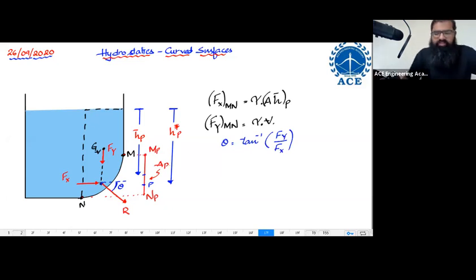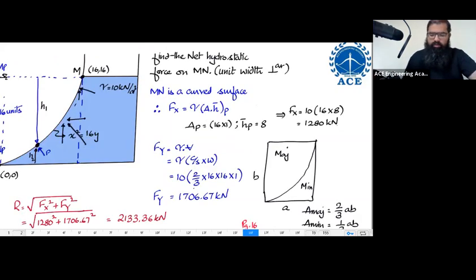Moving further, yesterday we have seen one problem of the resultant force. Now let us take one more problem. This problem is a very interesting one. Okay. Look over here. The problem goes something like this.